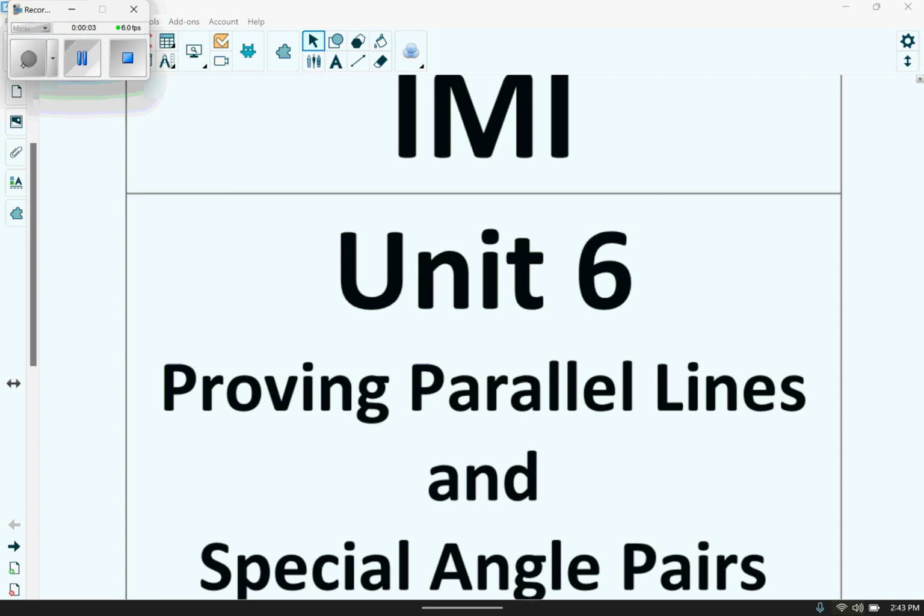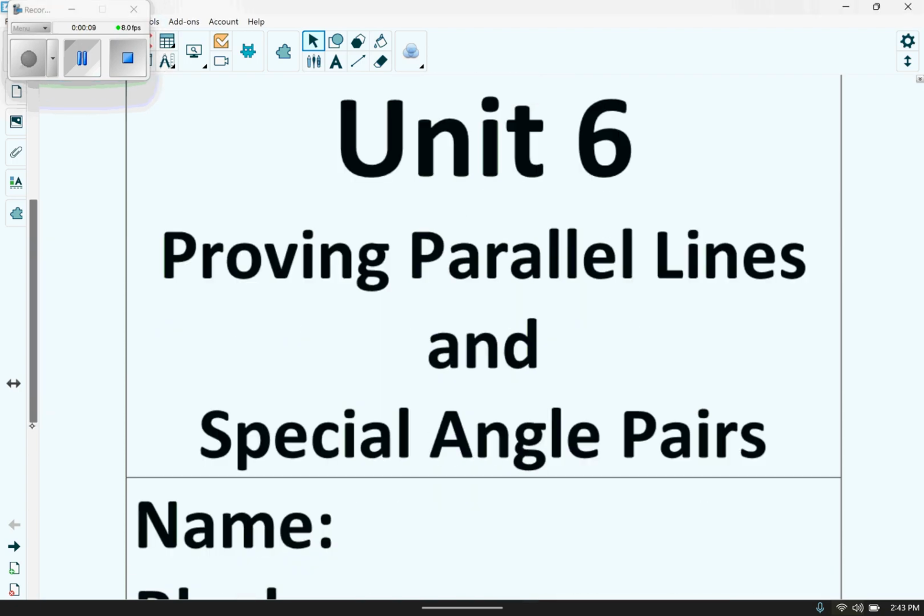This is Unit 6 in Integrated Math 1. We're doing proving parallel lines, special angles.